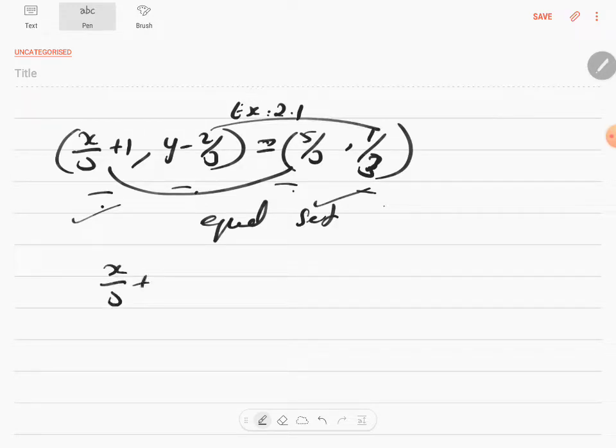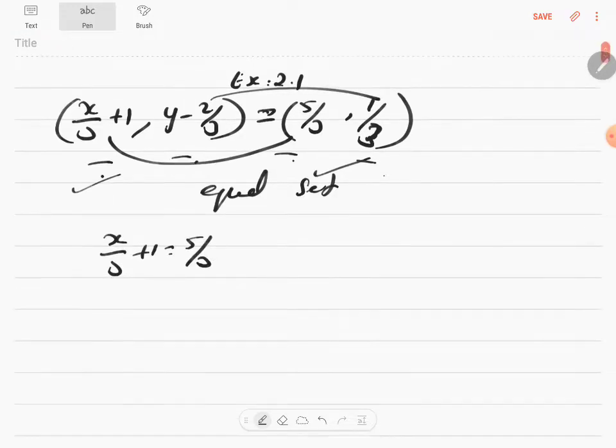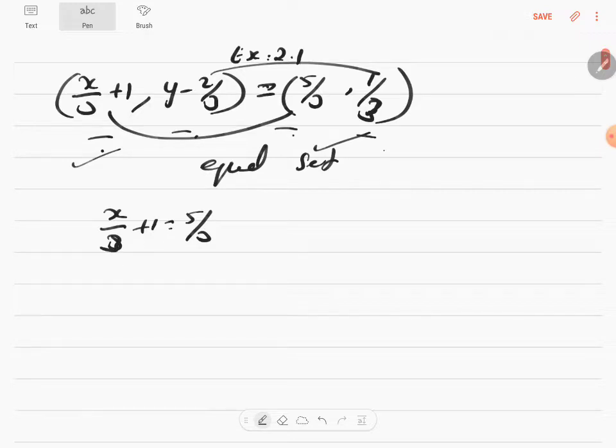x by 3 plus 1 is equal to 5 by 3. Correct? This element can be equated to this element. So then similarly y minus 2 by 3 is equal to 1 by 3. Correct?